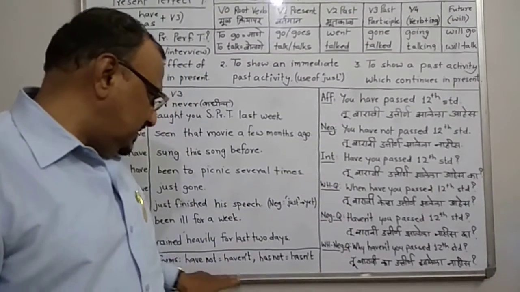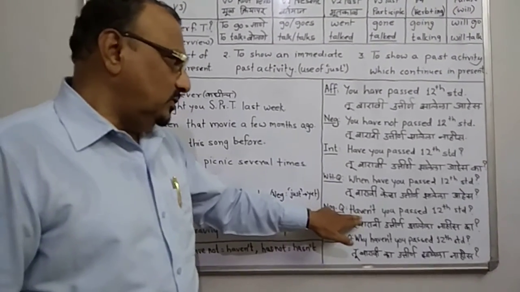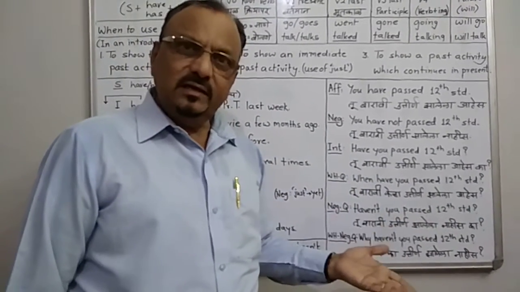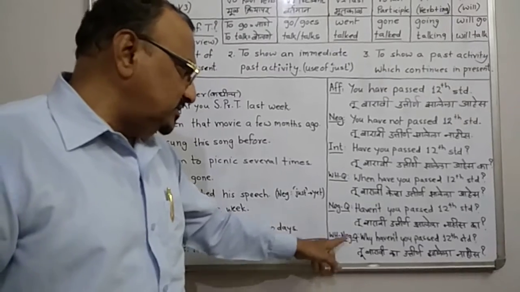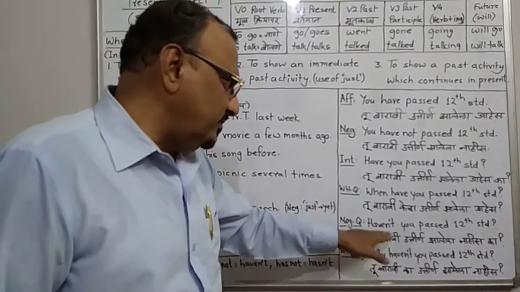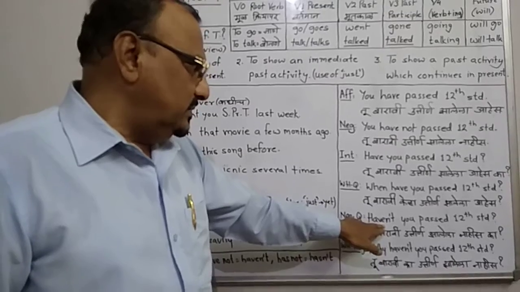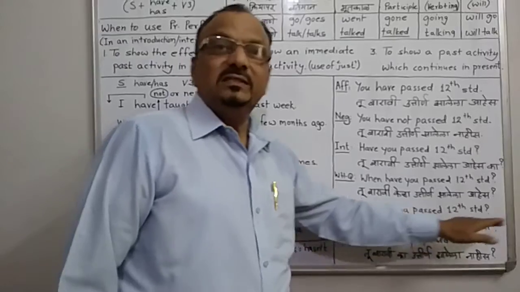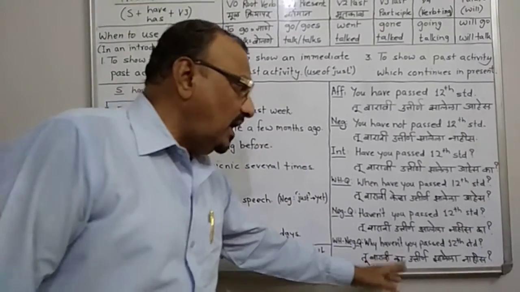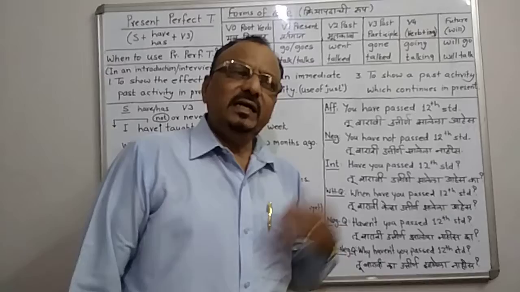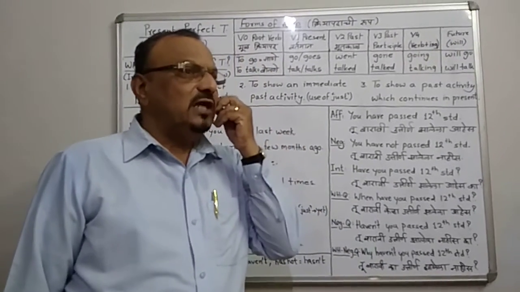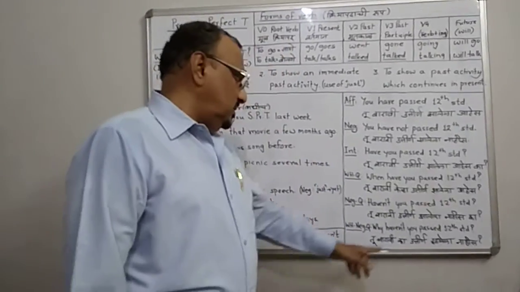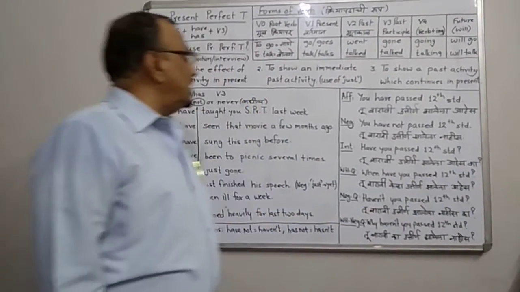This contraction, that is have not is haven't. Okay. So haven't you passed 12th standard? तू 12वी उत्तीर्ण झालेला नाहीस का? That is a negative question. And then WH negative question is you put WH word before this negative haven't. So before that you use this. So why haven't you passed 12th standard? तू 12वी का उत्तीर्ण झालेला नाहीस? Many times we ask, why haven't you done my work? तू माझं काम का केलेलं नाहीस? अशा प्रकारचे आपण प्रश्न विचारतो. त्याला WH negative questions आपण म्हणू शकतो.